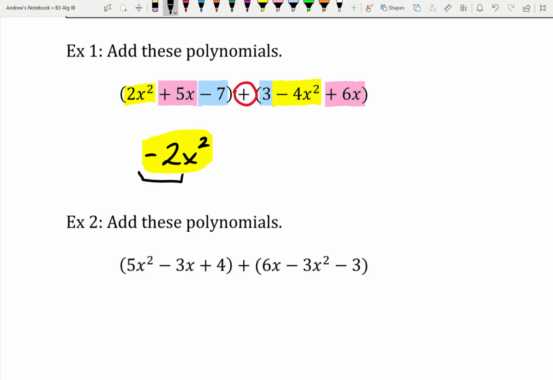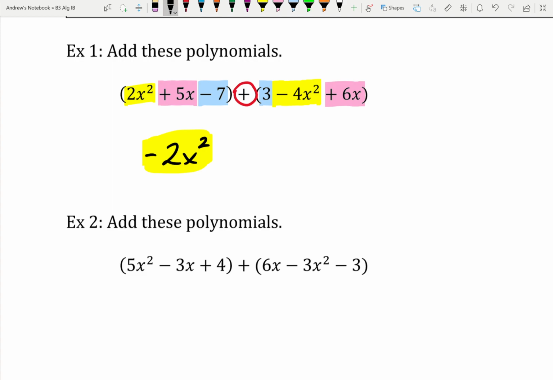Because that's telling me how many of that thing I have. So what we were saying, basically, is that I've got 2 of this thing that I'm calling x squared. Right? And then later on, I'm taking away 4 of those x squareds. So I'm not changing the fact that they're x squareds, I'm just changing how many of them I have. So that's what we're doing.